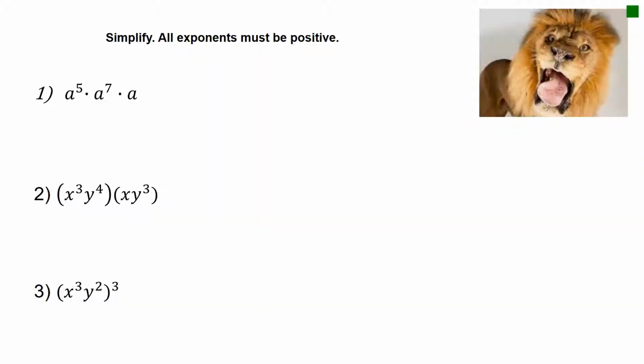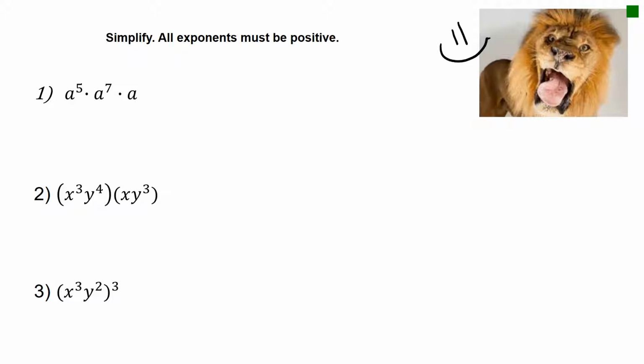Gotta wait. All right, we are going to simplify all. I'm sorry, I just looked over there at that picture. I love it. Oh my gosh, this is so funny. This gets a smiley face. Woohoo! All right, back to math.